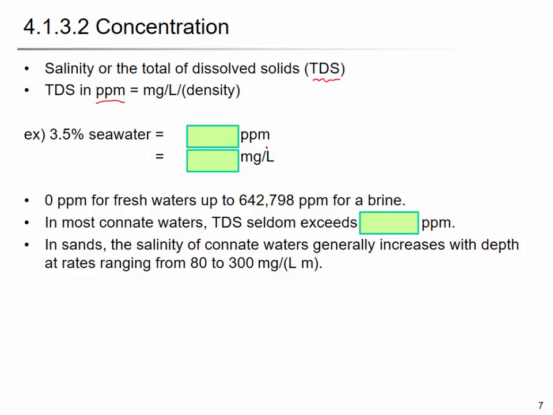Can you calculate this? So ppm is parts per million, right? So for example, 1 ppm will be 1 over 10 to the 6. Right? So it could be milligram per milligram or gram per gram, doesn't matter. Let's say milligram per milligram. Then how much would that be in ppm for 3.5% seawater? I'll give you maybe 2 minutes.